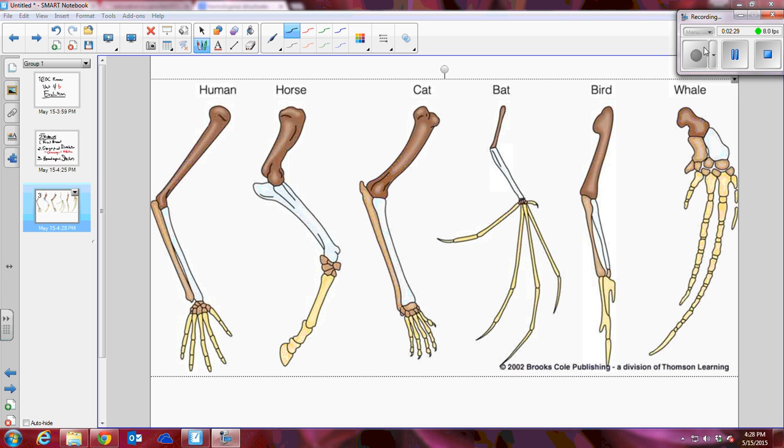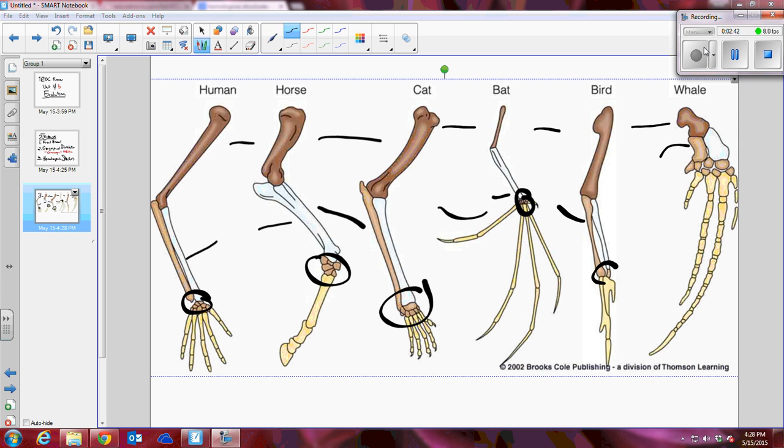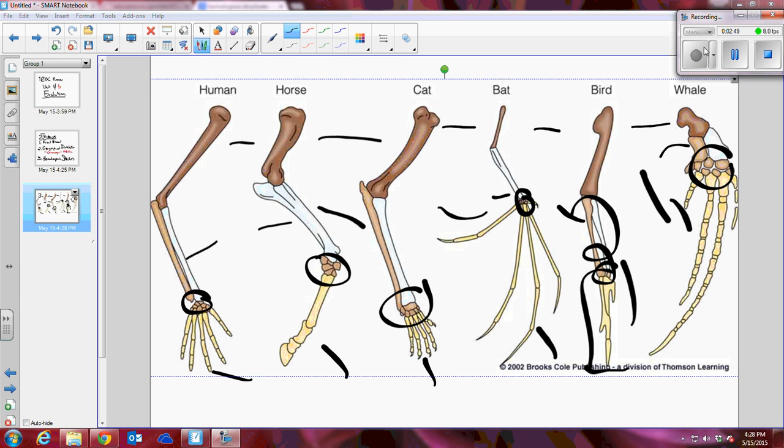They all have similar upper arm bones. They all have similar forearm bone structures. They all have these wrist bones. And they all have these digits. Birds are a little different. But each one of these limbs has a different function, whereas humans have a very versatile function. Horses run, cats do cat things, bats fly, birds also fly, whales swim with theirs. So very different sorts of functions.